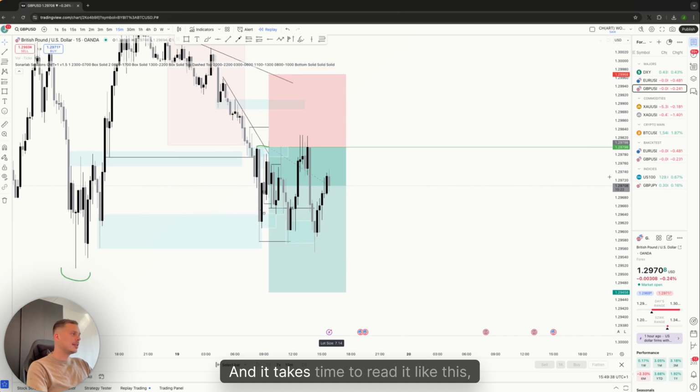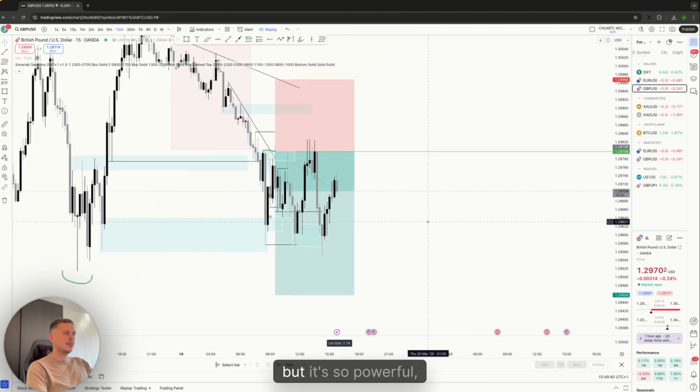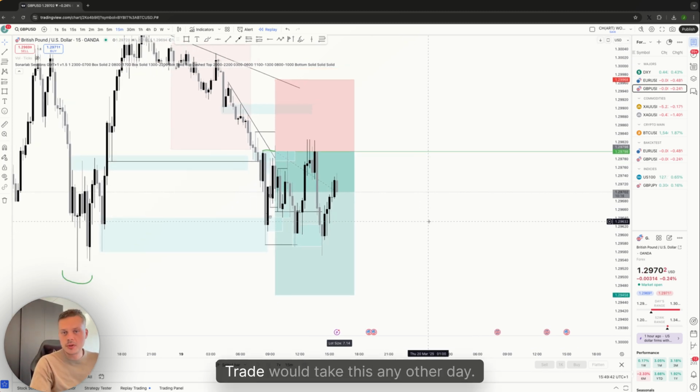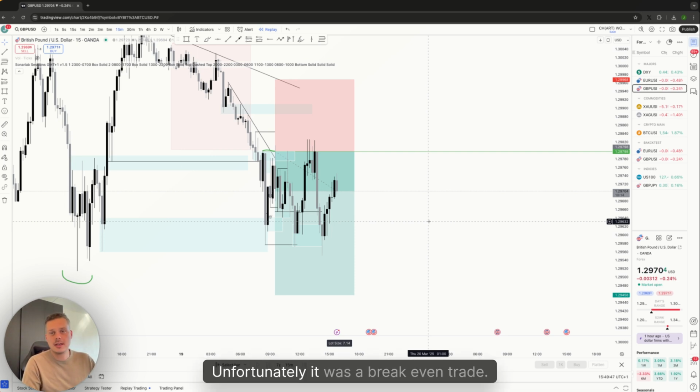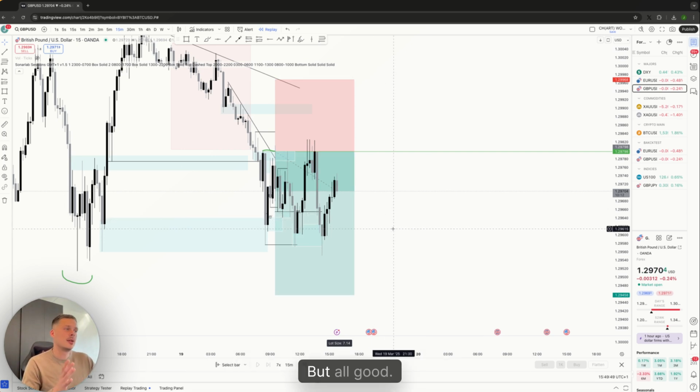And it takes time to read it like this, but it's so powerful. So beautiful trade. Would take this any other day. Unfortunately, it was a break-even trade, but all good.